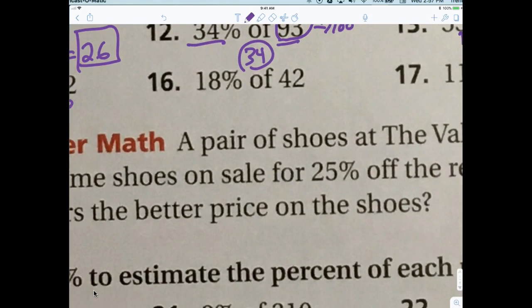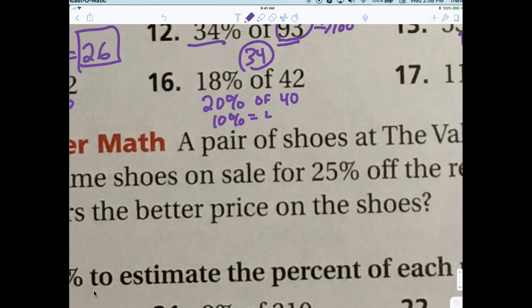18% is close to what? 20. Right. So 10% would be what? Everybody okay with that? 4?